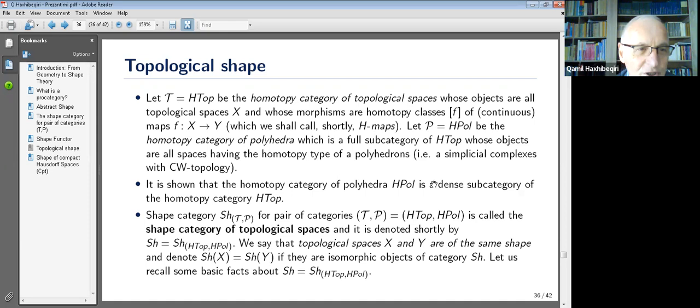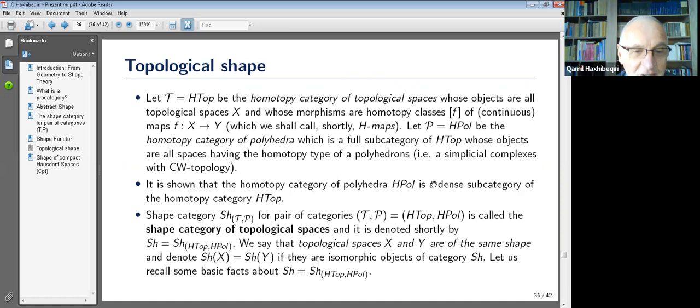Let T be the homotopy category of topological spaces, whose objects are all topological spaces and whose morphisms are homotopy classes of continuous maps, which we call shortly homotopy maps. Let P be the homotopy category of polyhedra, which is a full subcategory of HTop, whose objects are all spaces having the homotopy type of polyhedra, that is, of simplicial complexes with CW topology. It is shown that the homotopy category of polyhedra is a dense subcategory of the homotopy category.